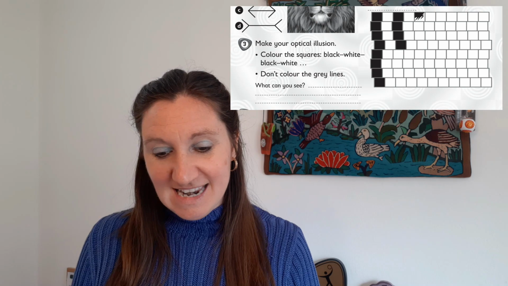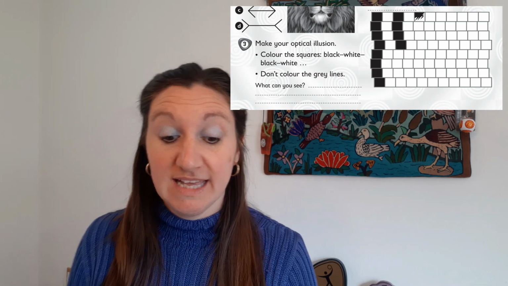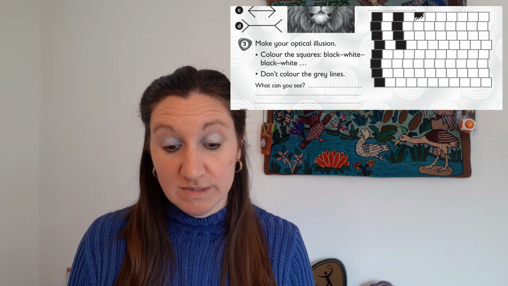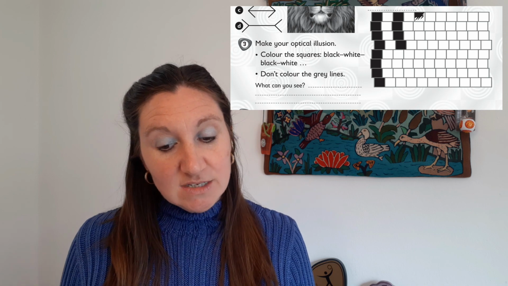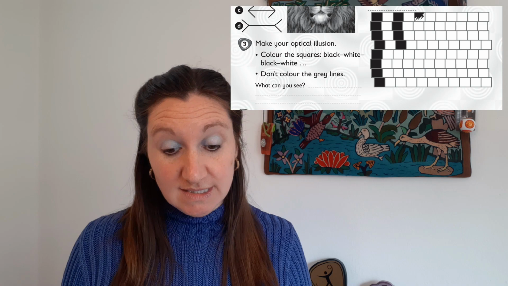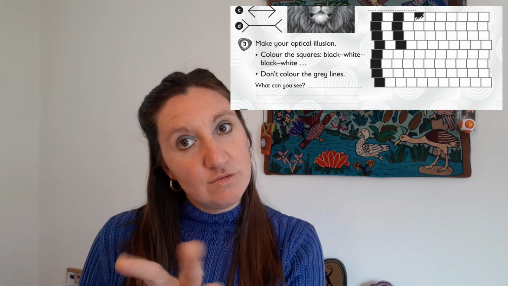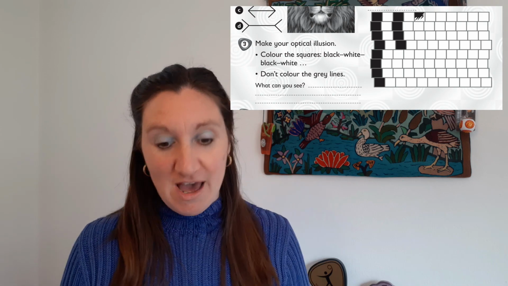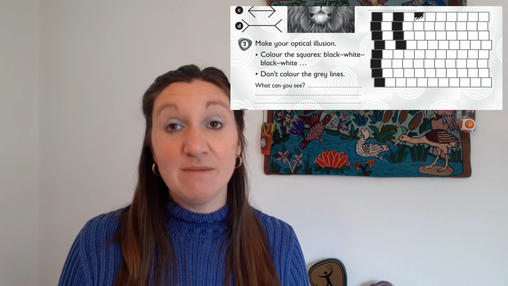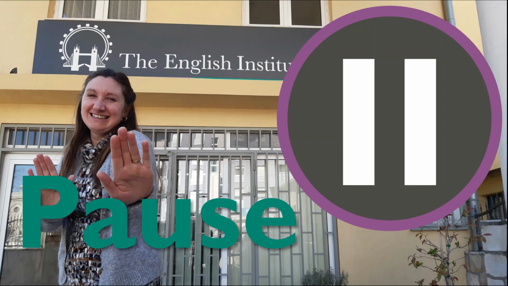Okay, and the next one is a chance to make your own optical illusion. So activity 3 is making your own optical illusion. It says, colour the squares black and white in sequence. But don't colour the grey lines, because the grey lines will help it to become an optical illusion. And then once you've finished, tell me what you can see.